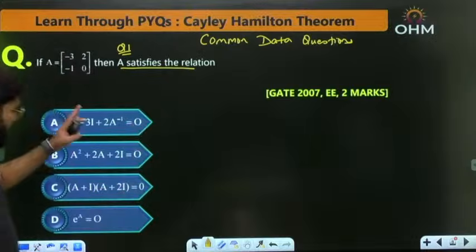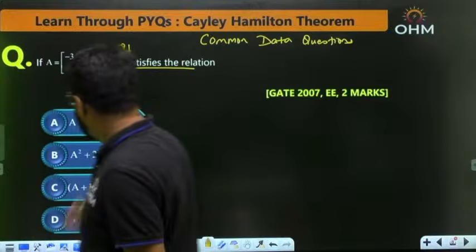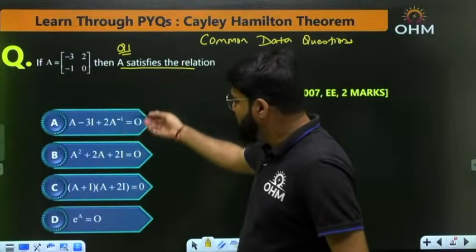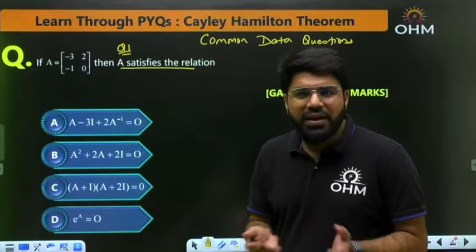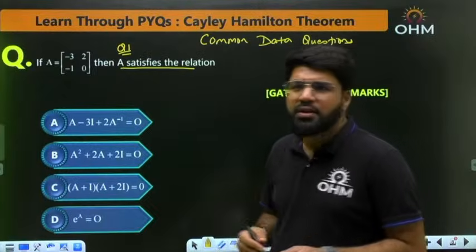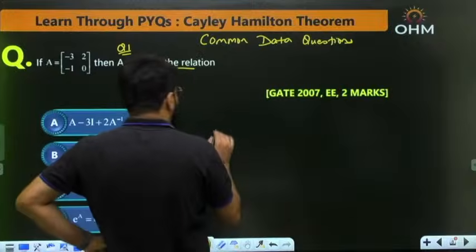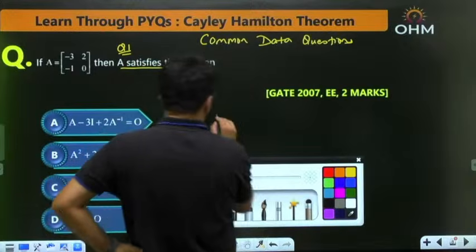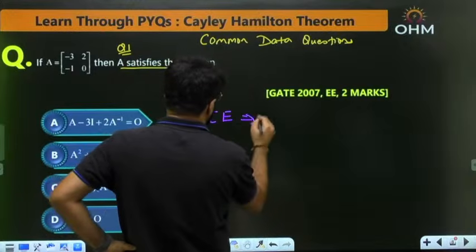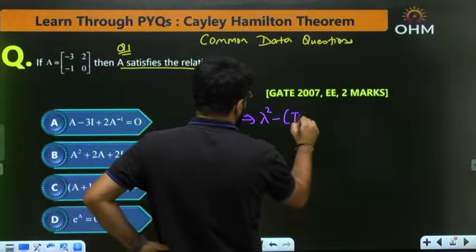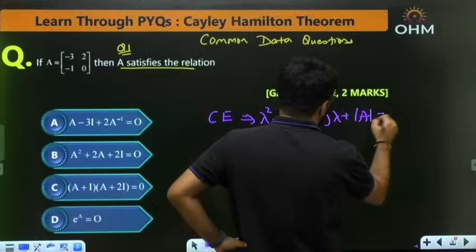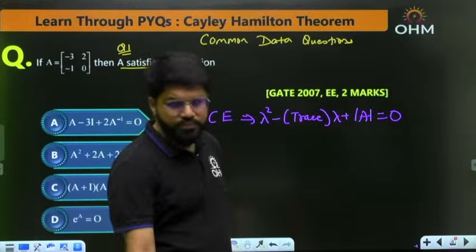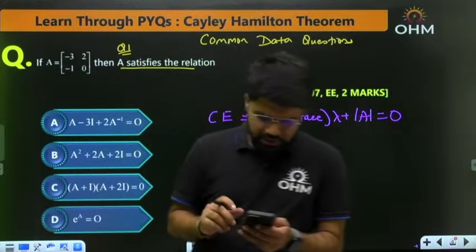So the options are in terms of some expression of a polynomial, A square or A plus I, A plus 2I. That can be obtained by the characteristic equation, Cayley Hamilton theorem. So what is that characteristic equation first of all? For a 2 cross 2 matrix, directly write down lambda square minus trace lambda plus determinant equal to 0. Correct?